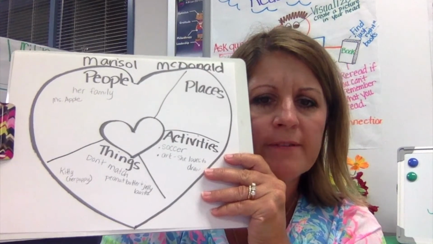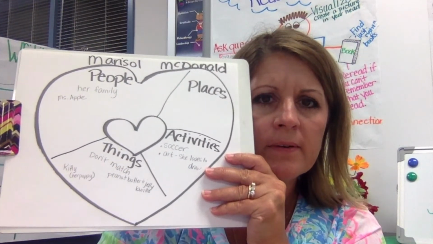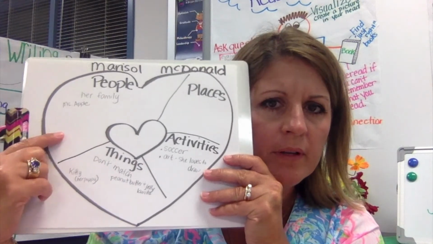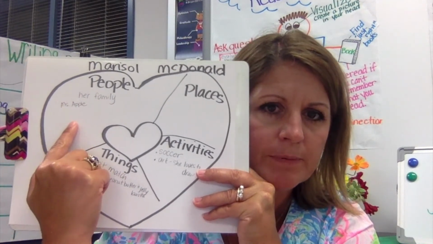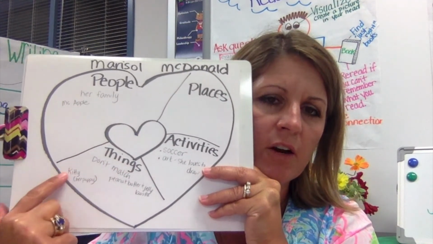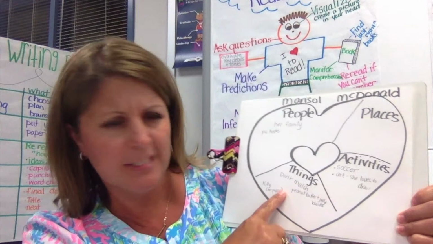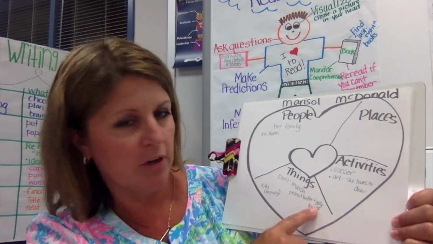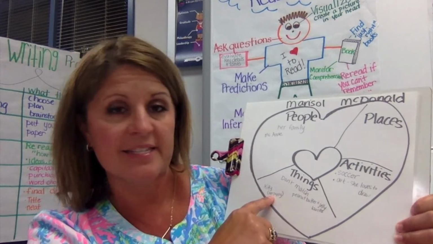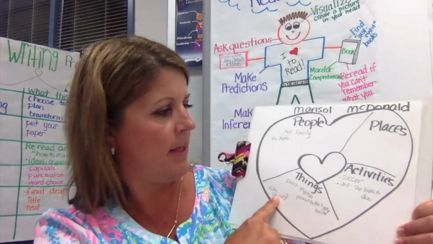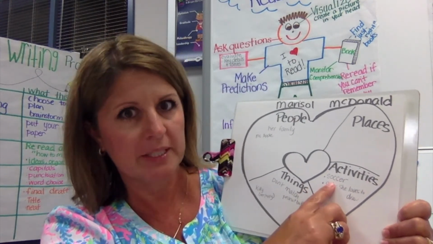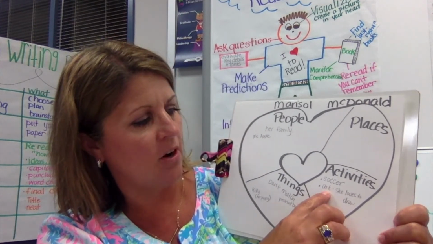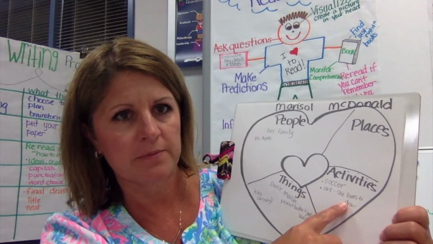Okay, so let's look at it for a moment. Okay, what do you see here? When I wrote people, if I'm Mirasol, some people that I think are important are my family and my teacher, Miss Apple. Some of the things that I thought are important, if I was Mirasol, would be that I don't like to match. I like to be mismatched. I love peanut butter and jelly burritos and Kitty, my new puppy. Some activities that would be on Mirasol's heart map would be soccer. She loved to play soccer. She also likes art. She loves to draw pictures.